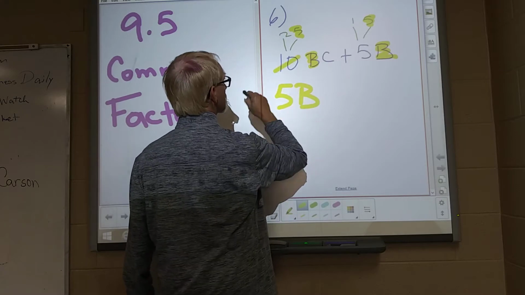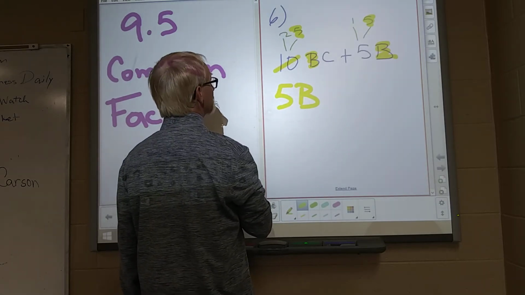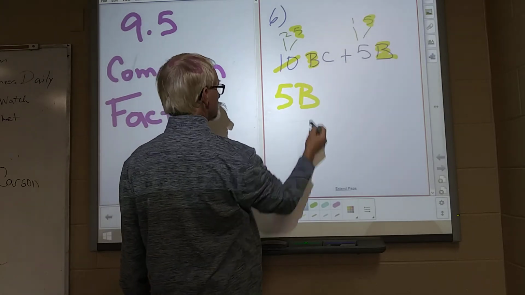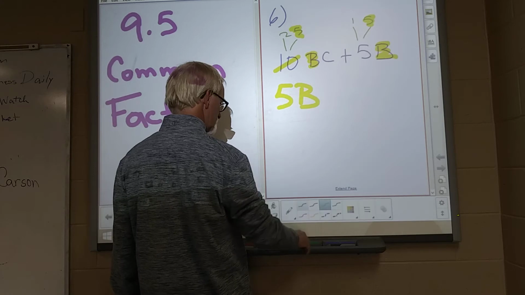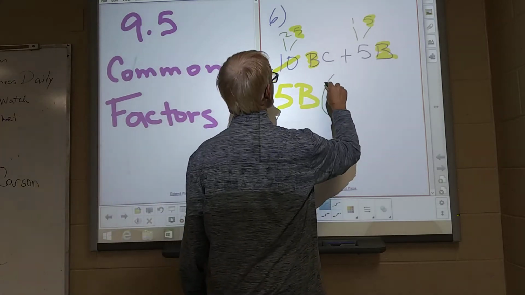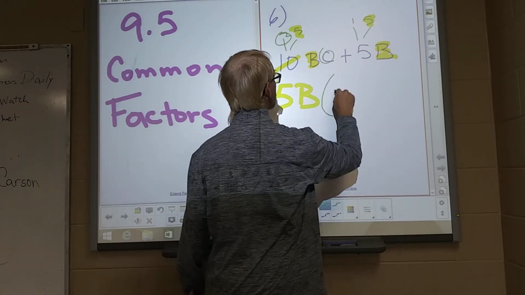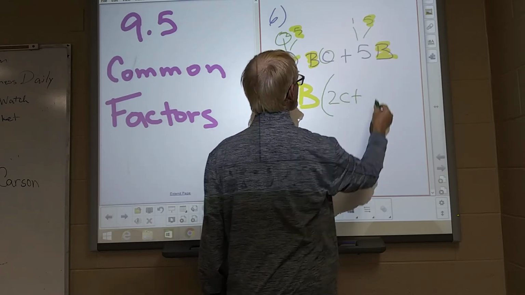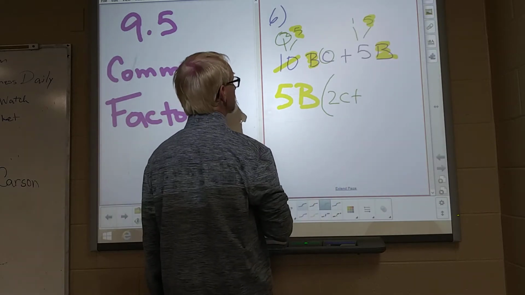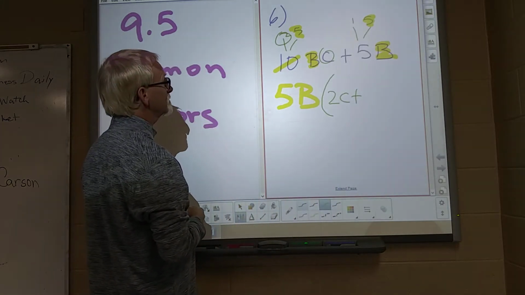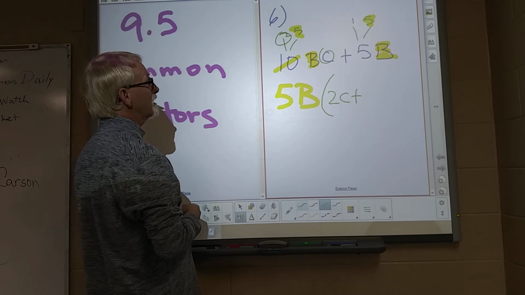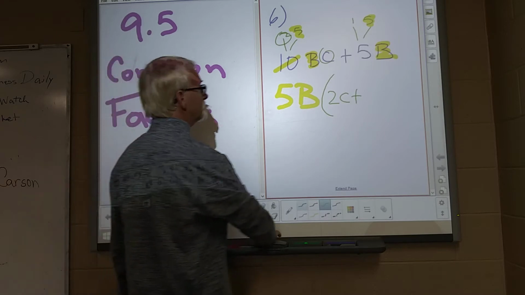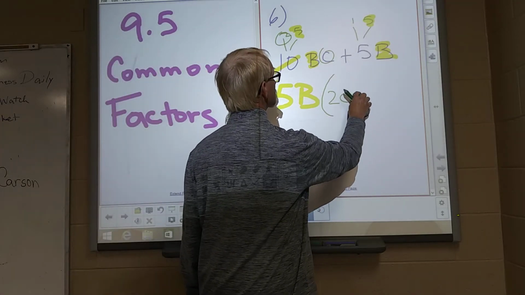And this is no longer there. So what's left? 5b times what? Well, we have the 2c, times 2c, plus, and that's gone. Is that it? Looks like it. 5b, yeah. 5b times 2c. All right, so we don't have anything left there.